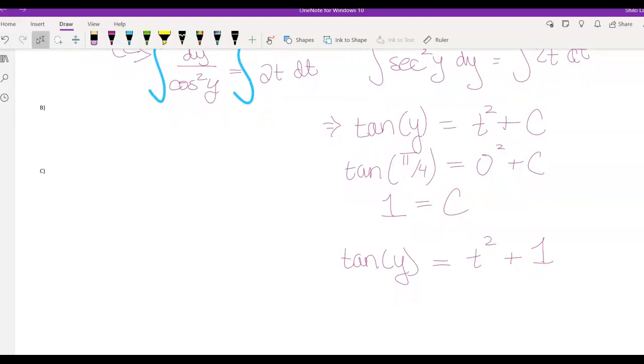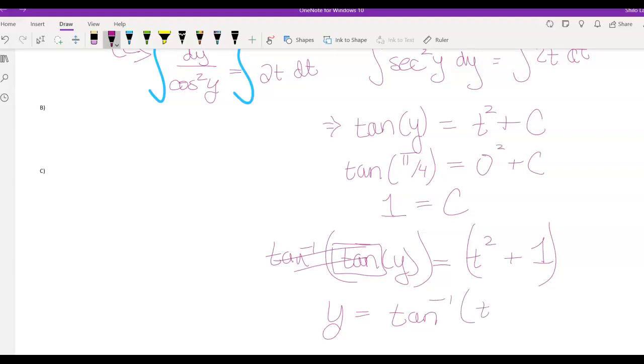And if we want to, we could solve here for y by doing tan inverse of both sides. Here they'll cancel, and on the other side it'll stay. We'll have y is equal to tan inverse of t squared plus 1. Beautiful. It's still an equation for the answer. It just has no arbitrary constant. We're able to solve for the c value and replace it.